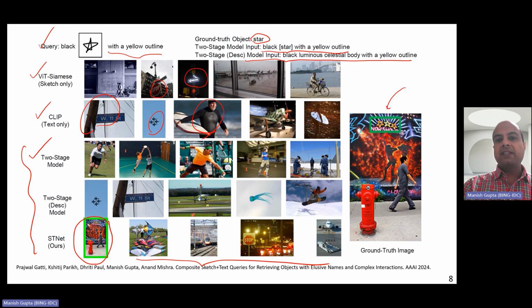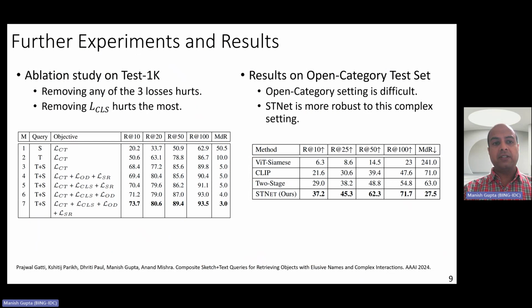2-stage method, black star, it got confused. So these guys are, of course, stars, right? But not really the celestial body star. The 2-stage description baseline thinks of this as black star. Now, black luminous celestial body, right? So this is also celestial body, but not really black, but that's what we retrieve from the 2-stage description based method. STNET model really gives the good results.